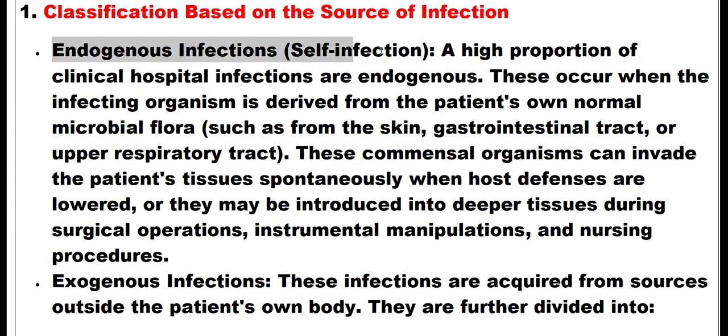Endogenous infection, or self-infection. A high proportion of clinical hospital infections are endogenous. These occur when the infecting organism is derived from the patient's own normal microbial flora, such as from the skin, gastrointestinal tract, or upper respiratory tract. These commensal organisms can invade the patient's tissues spontaneously when host defenses are lowered, or they may be introduced into deeper tissues during surgical operation, instrumental manipulation, and nursing procedures.